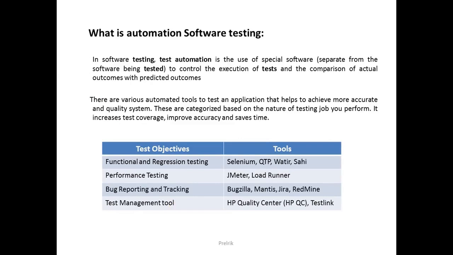Now what is automation? Automation is implementing a tool to eliminate the manual process. There are different tools available in the market for different test objectives. For functional and regression testing, there are tools called Selenium, QTP, Watir, and Sahi. For performance testing, there are tools like JMeter and LoadRunner. For bug reporting and tracking, there are Bugzilla, Mantis, Jira, and Redmine. Test management tools include HP Quality Center, a paid tool, earlier developed by Mercury but later acquired by HP, so it's a product of HP now. And TestLink is open source, so you can manage your work in TestLink.